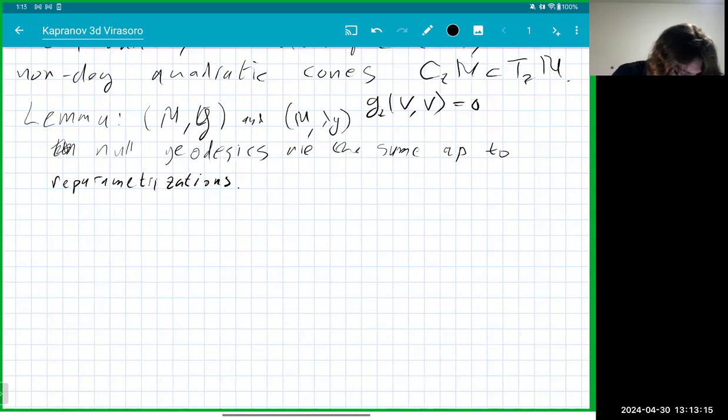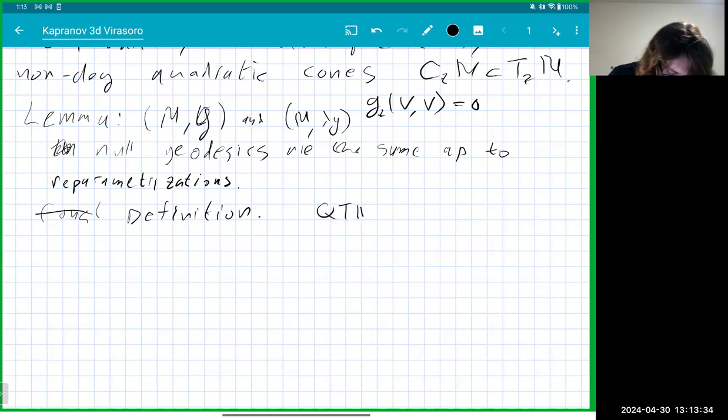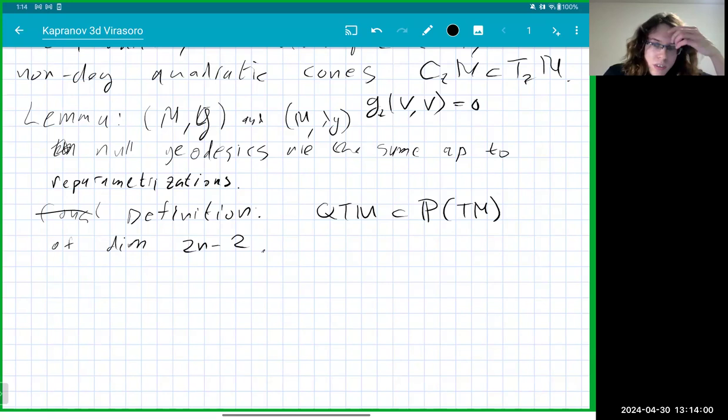And here is how it looks. Let me write a better definition. We first pick a bundle, this quadric bundle QTM, formed by null directions in the tangent space, inside the projective space of TM, which is a manifold of dimension 2n minus 2. And then our null geodesic flow gives a one-dimensional foliation.